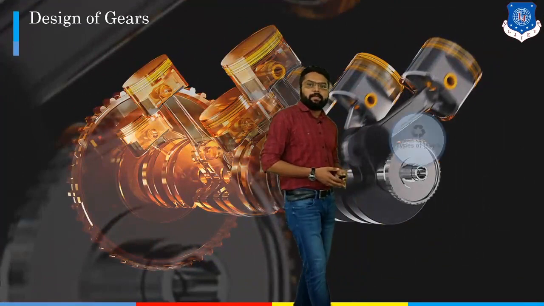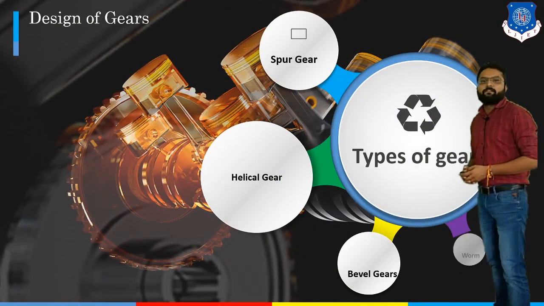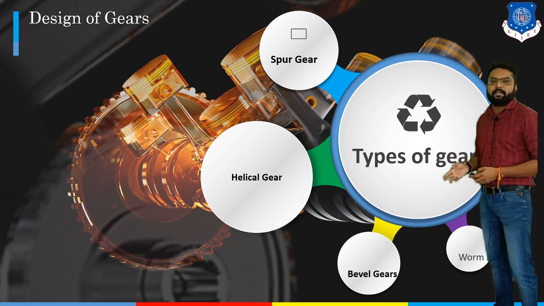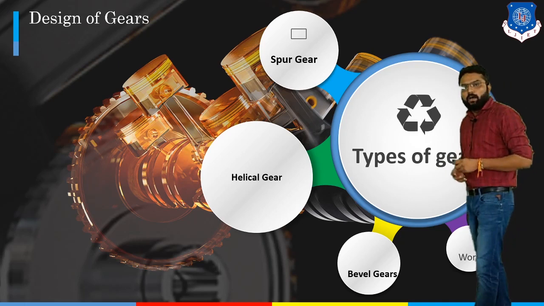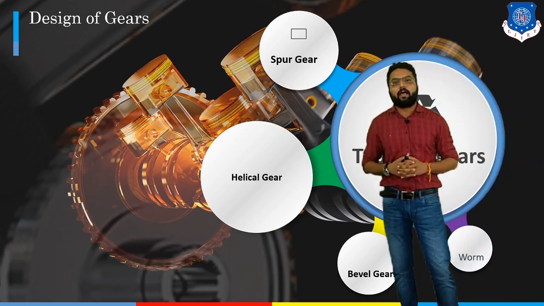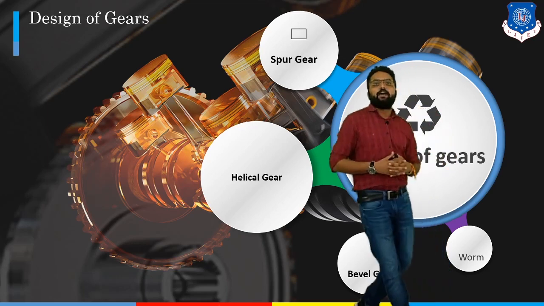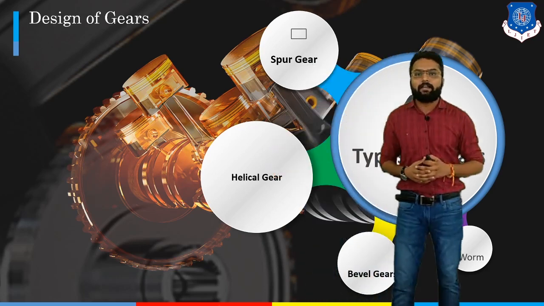fourth chapter will be the design of gears. There are mainly four types of gears: spur gear, helical gear, bevel gear, and worm and worm wheel. In the case of all the gears, we are going to design the gear for its strength, and ultimately we are going to find the modules as well as the geometry of our gears.